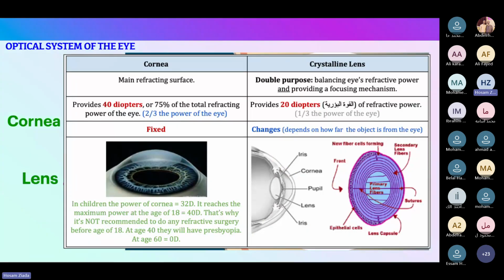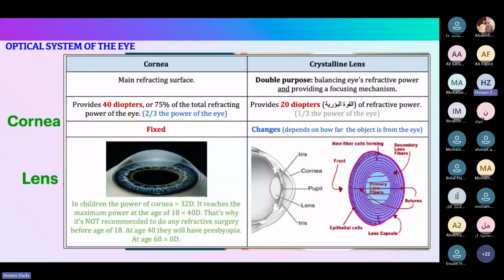Here is a summary of all the information needed to know about the cornea and the crystalline lens as refractive surfaces. The cornea is the main refracting surface I told you about, and provides 40 diopters. In some textbooks you'll find 43 to 45, but the average is 40 diopters, or 75% of the total refracting power of the eye, or two-thirds of the power of the eye. That's the same thing in different terms: 40 diopters, 75%, or two-thirds of the power of the eye.